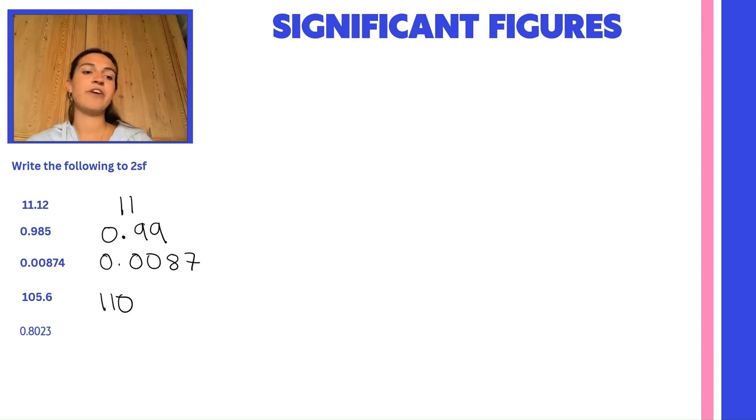Okay, and finally here I've got 0.8023. So that first 0 is not significant because there's nothing before it. My first significant figure here is the 8. And my second significant figure is that next 0 because it has the 8 that comes before it. Do I need to round that 0 up? No, because the next number is 2. So I'll leave my answer as 0.80.